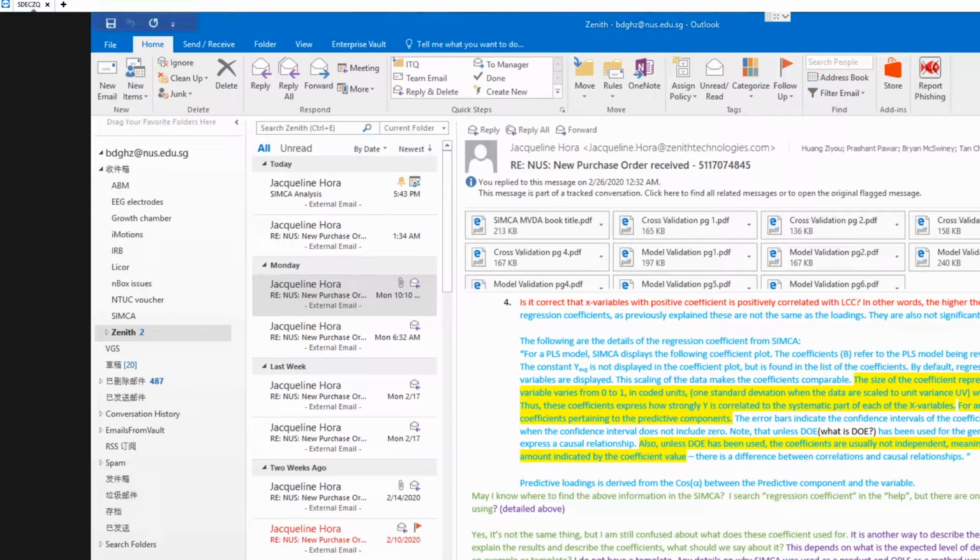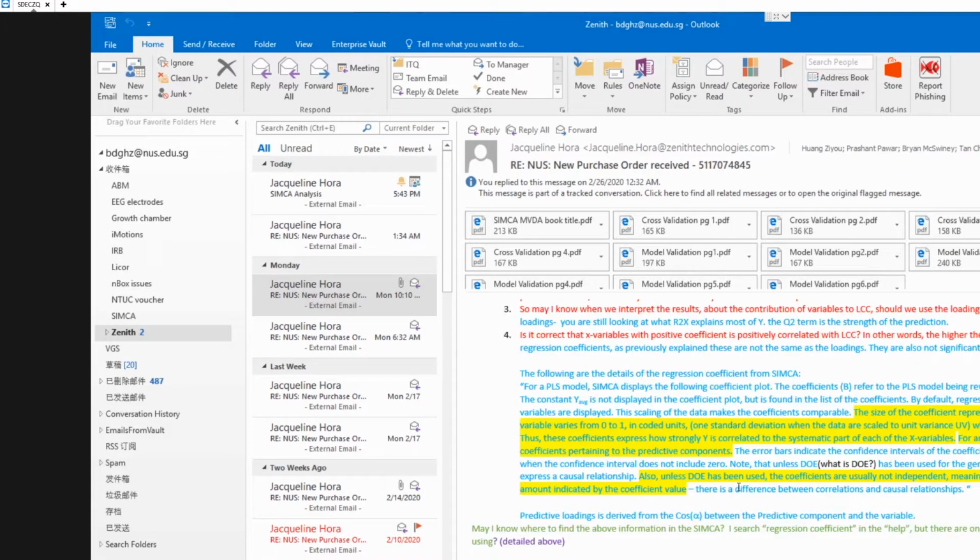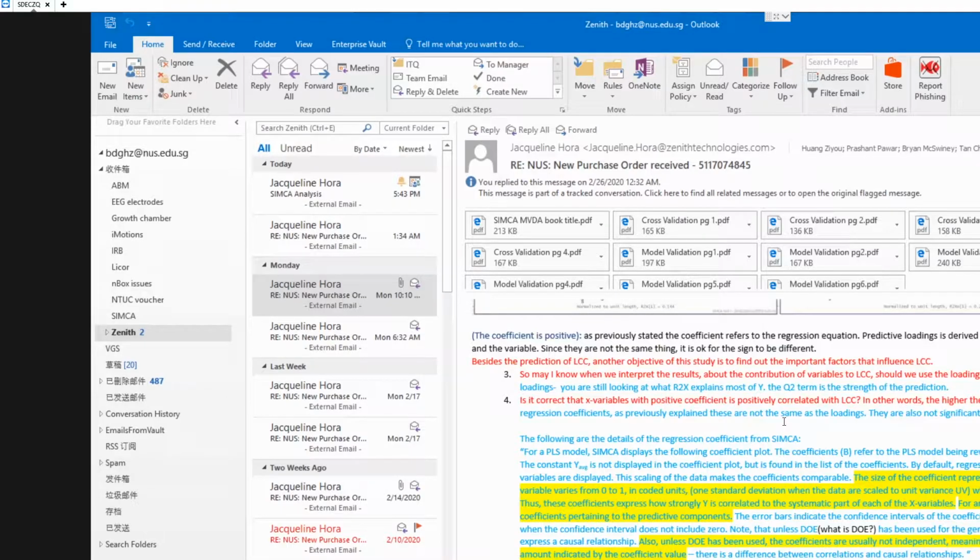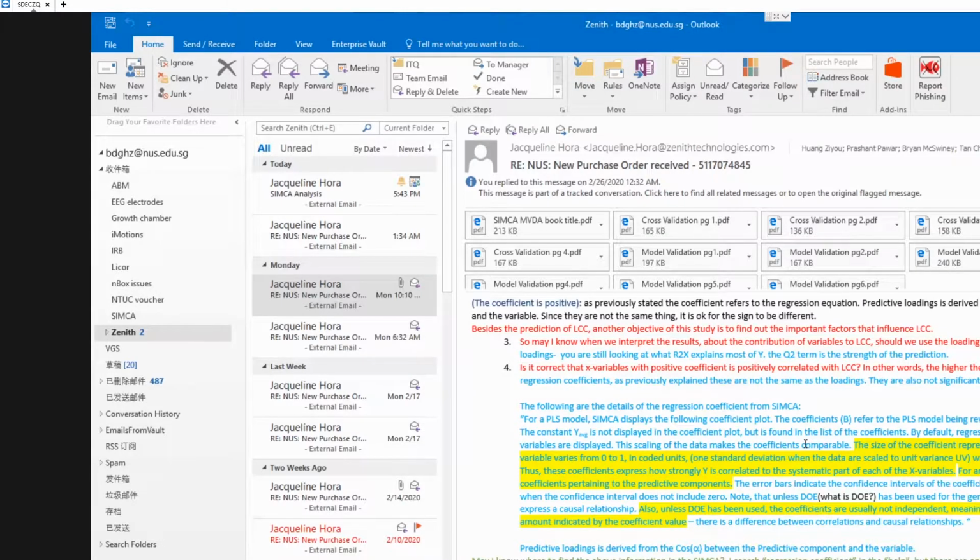I have a few questions, because I'm still a bit confused about the coefficient. What I was asking about is the objective of our research. One is to predict the life cycle costs, which you already know. The other, stated in the email, is to find out the factors that influence life cycle cost most. You were saying that we should use the loading plot to explain the most influential variables, right? But the final output of this model, I think, is that equation.